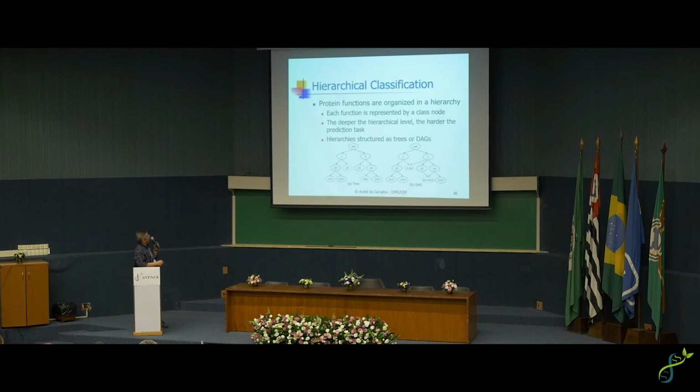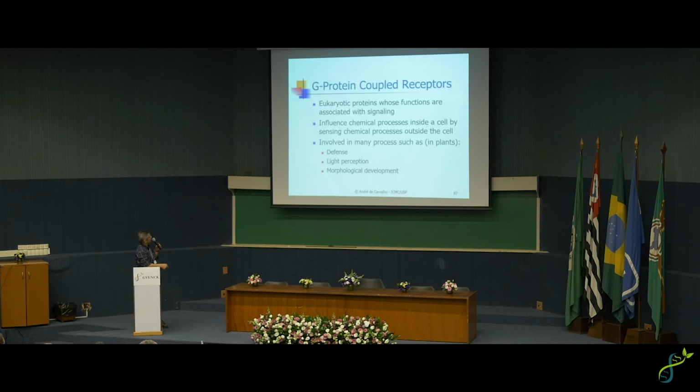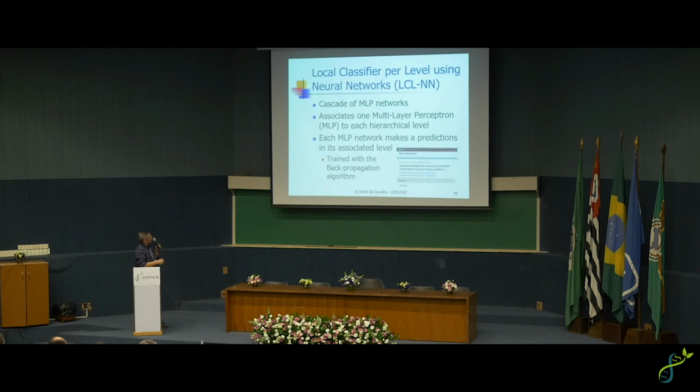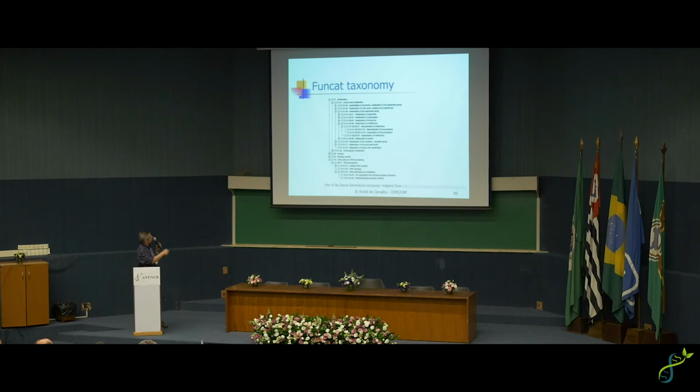So I'm working on multi-label hierarchical classification. This is how I model the data. You work with G protein-coupled receptors. I know that is not as common in plants as it is in animals. For that, I use a set of neural networks, like a deep learning neural network, with backpropagation. And I use the FunCat taxonomy to associate functions to the protein, with a hierarchy and multi-label as well.